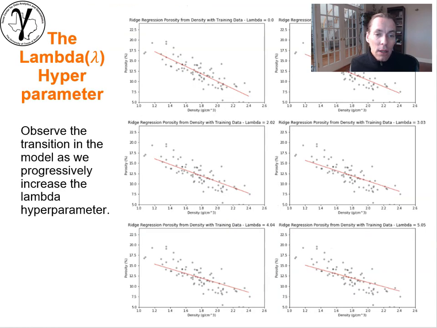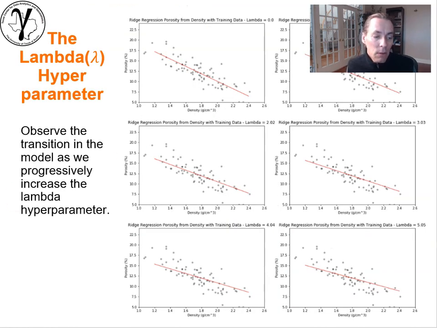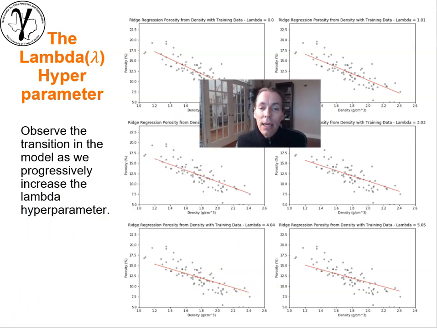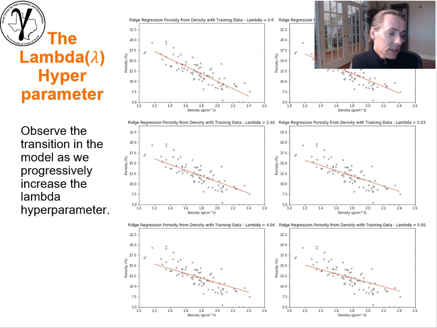Now, what does it look like? Well, I put together a very simple set of examples. And so we have this previous density versus porosity relationship. If we put the lambda at 0, we will simply get linear regression, and this is the same as a linear regression model. Lambda at 1, 2, 3, 4, and 5. What you're seeing is, do you notice it? The slope is starting to decrease. We're starting to see the slope term going towards 0.